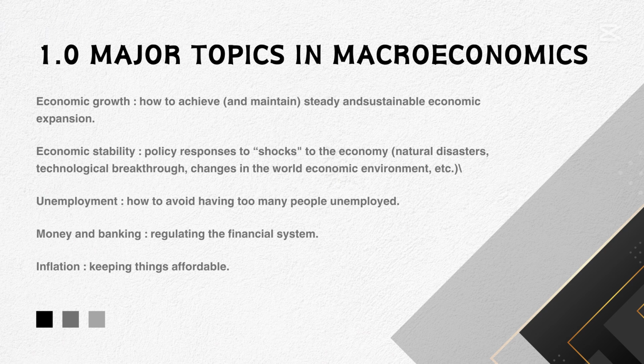Number two is economic stability. Economic stability is about managing shocks to the economy, such as natural disasters or financial crises. Governments use policies to minimize disruptions and keep the economy balanced. Number three is unemployment. Unemployment happens when too many people in a country can't find work. Policymakers aim to create jobs and keep unemployment low to maintain a healthy economy.